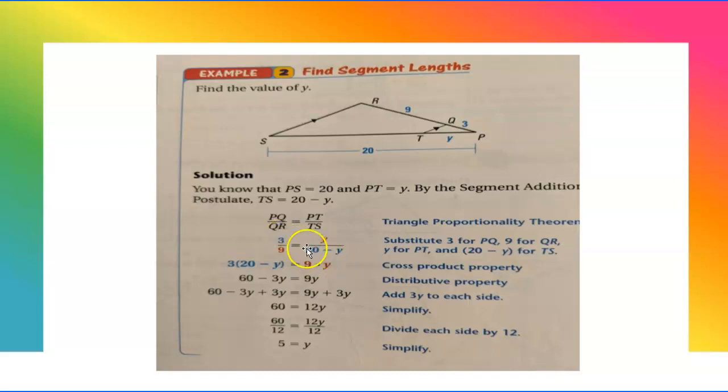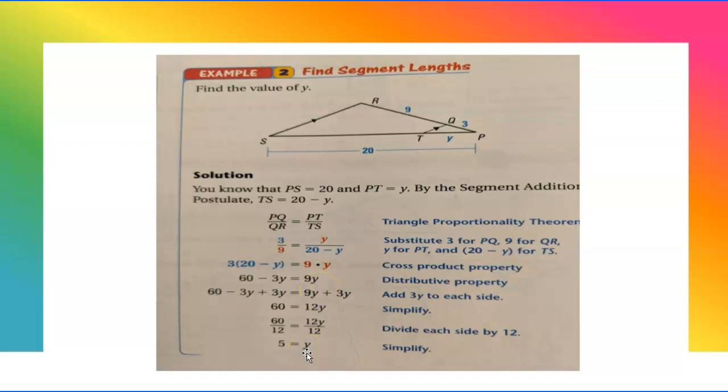And now I cross multiply blues, reds. So I'm going to have something in parentheses, 3 times 20 minus Y equals 9 times Y. And then I have to do my whole distributive, remember that? And I'm going to have 60 minus 3Y. So 3 times 20 is 60. 3 times negative Y is negative 3Y equals 9 times Y, 9Y.